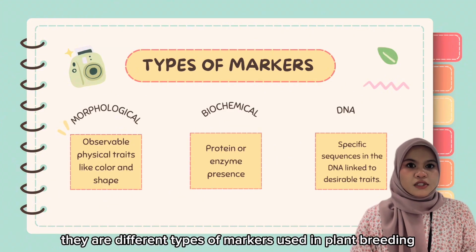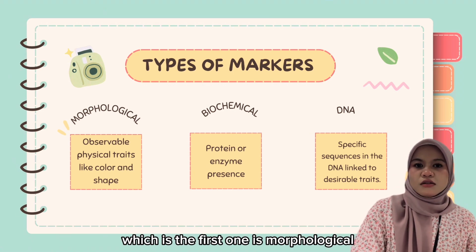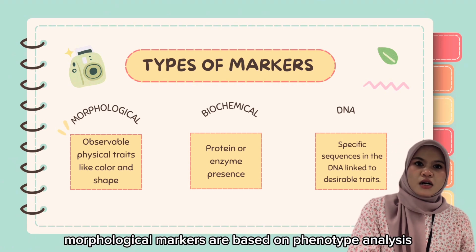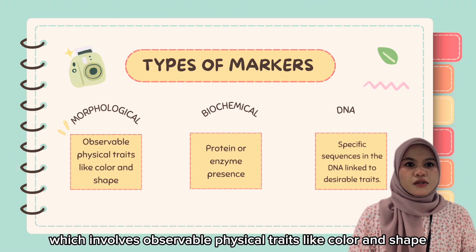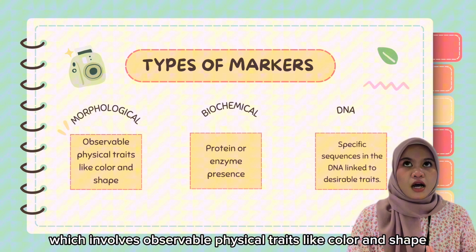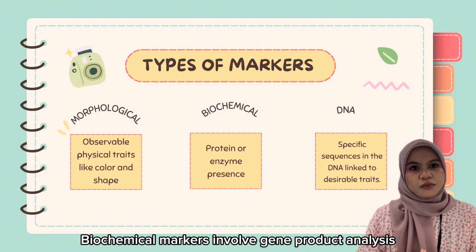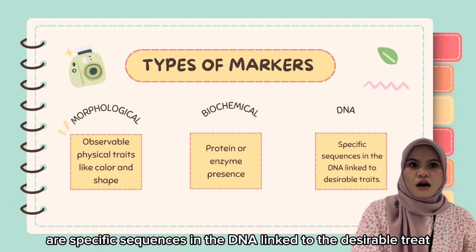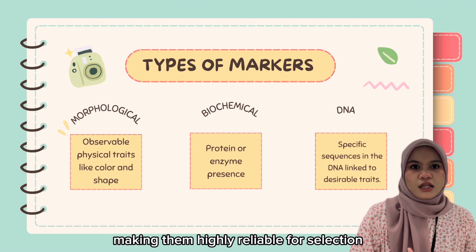There are different types of markers used in plant breeding. The first one is morphological, then biochemical markers, and DNA markers. Morphological markers are based on phenotype analysis, which involves observable physical traits like color and shape. Biochemical markers involve gene product analysis, focusing on proteins and enzymes, and DNA markers are specific sequences in the DNA linked to the desirable traits, making them highly reliable for selection.